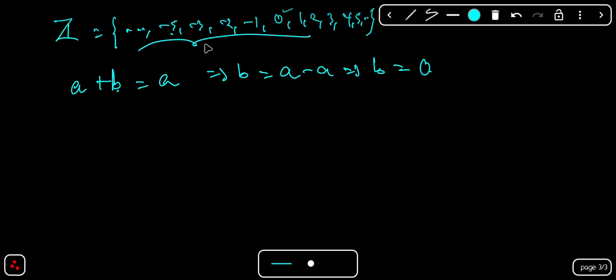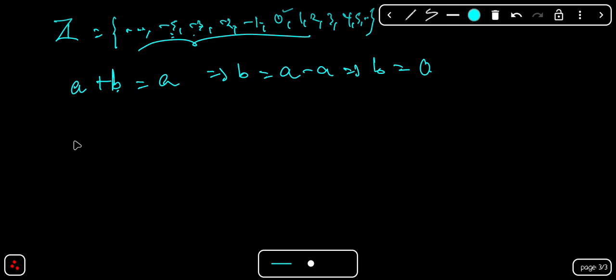Let's check. -5 plus 0 will give us -5. -3 plus 0 will give us -3. -2 plus 0 will give us -2. -1 plus 0 will give us -1. So if we take any number in the set of integers and add 0, we still get that number. That shows that the identity element is present in the set of integers. So the third property is satisfied.